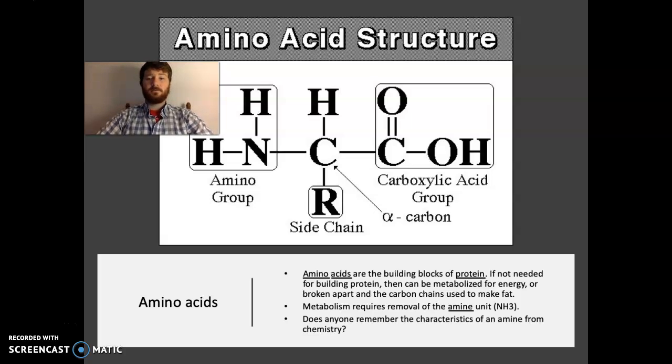Metabolism requires the removal of an amine unit. And so, in order for your metabolism to run, your body to get energy, and your temperature to remain endothermic, you need to remove amines from your body. And of course, in chemistry, we describe amines as influential molecules. In this case, they are influential. They influence the rate of metabolism. And metabolism, of course, is a very important process in all mammals. It maintains our temperature, gives us energy.